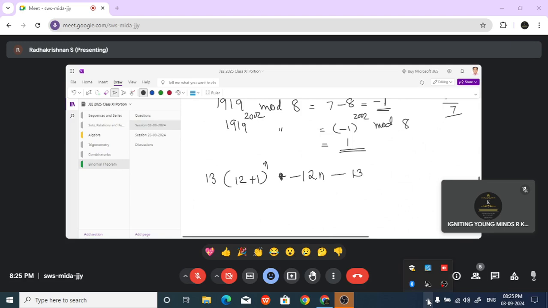Now try to do a binomial expansion of this second term, the 12 plus 1 whole power n.